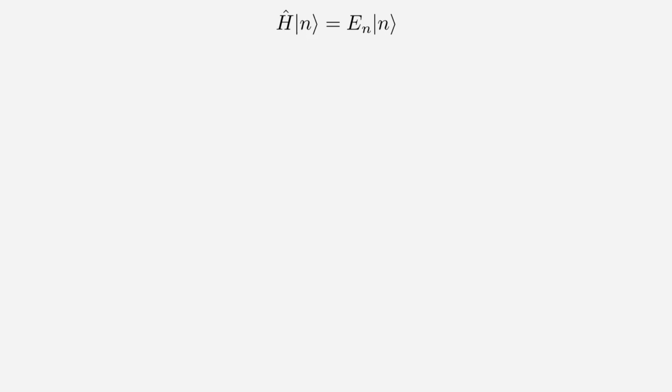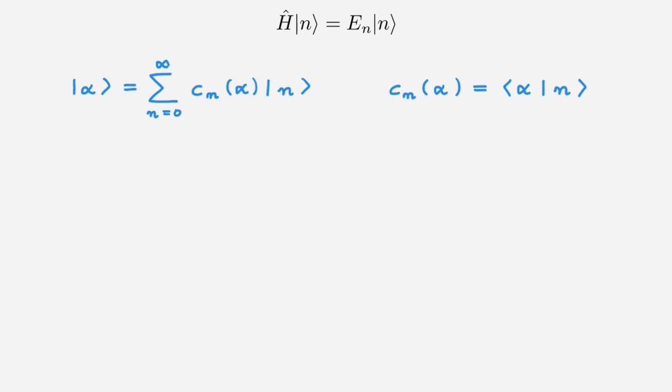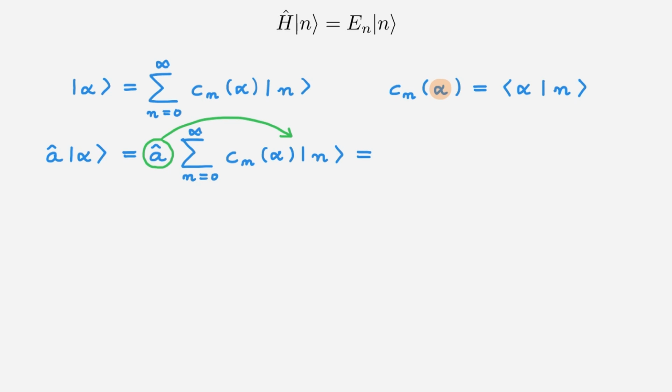To do so, we will write the coherent state in the basis of eigenstates of the Hamiltonian. Let's write a general expression of a coherent state in terms of the energy eigenstates of the quantum harmonic oscillator. As usual, the expansion coefficients are given by the bracket between alpha and n, and I'm writing an explicit dependence on alpha to highlight that they may be different for different coherent states. Let's now consider the action of the lowering operator on the coherent state. Expanding the state in the energy basis, we get this. We can move the lowering operator inside the sum and obtain the sum over these terms.